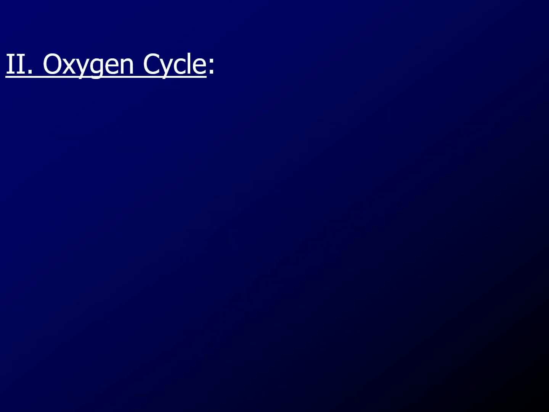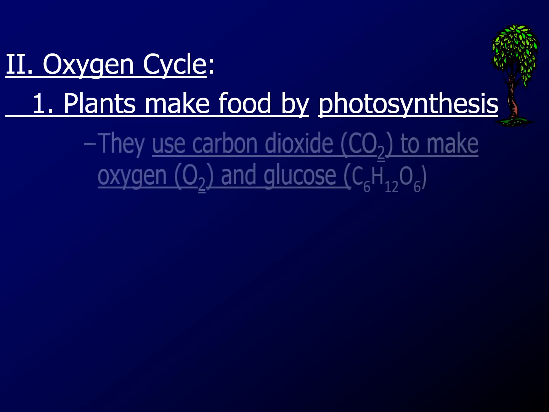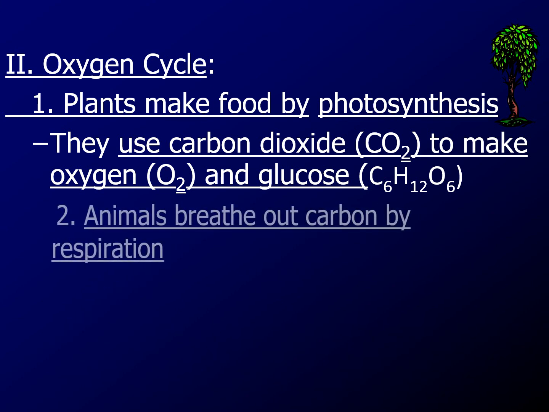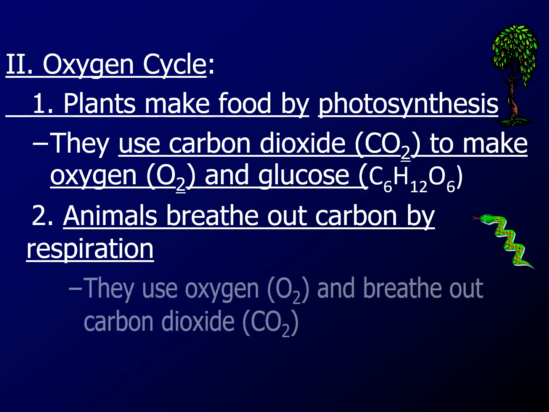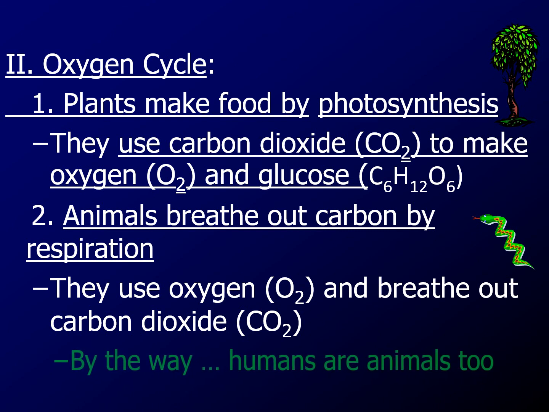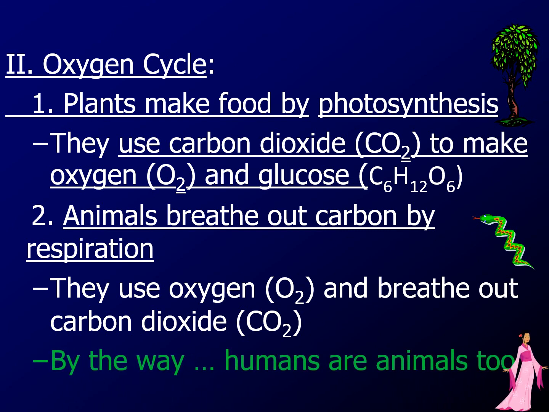In review, the oxygen cycles. Plants make food by photosynthesis. In doing so, they take in oxygen in the form of carbon dioxide and water to release or make the gas form of oxygen and glucose, which also contains oxygen. Animals breathe in the gas form of oxygen and release oxygen in the form of carbon dioxide and water.